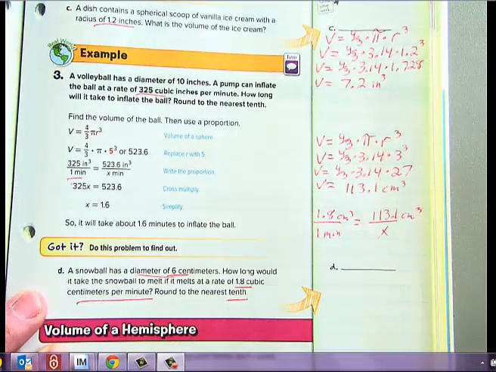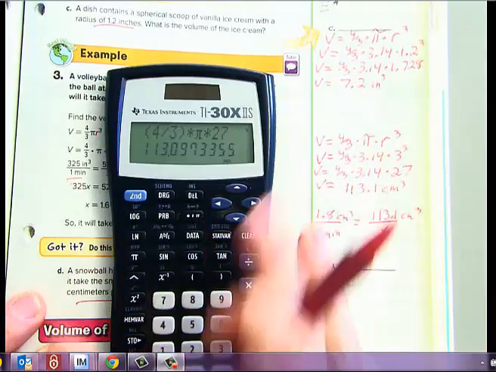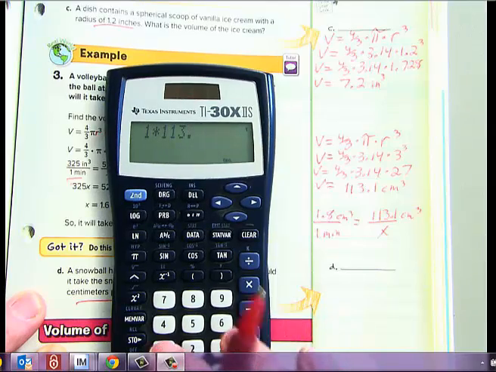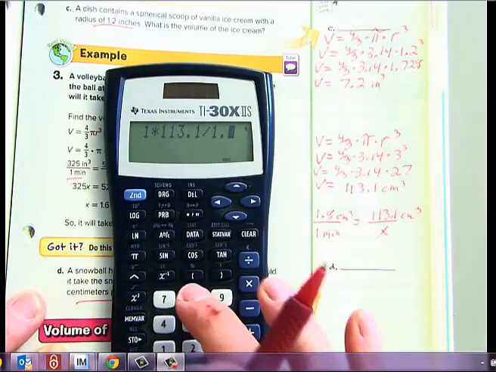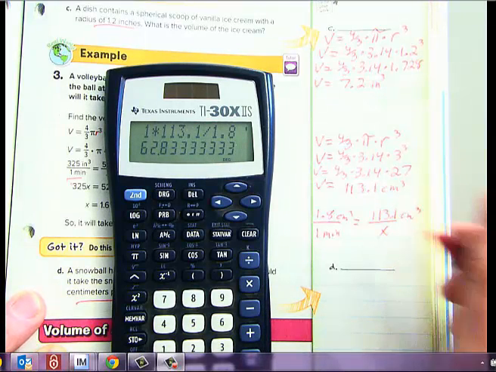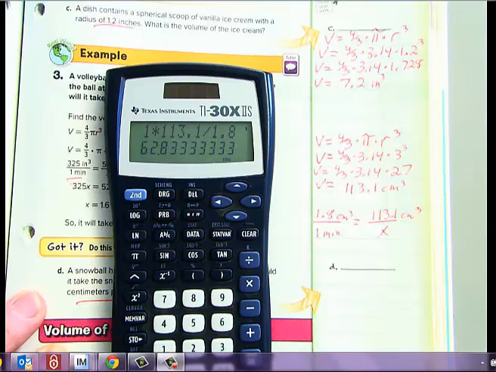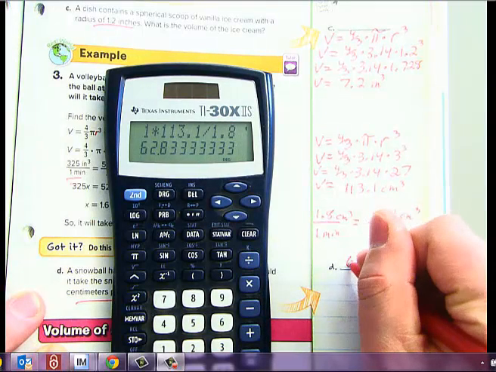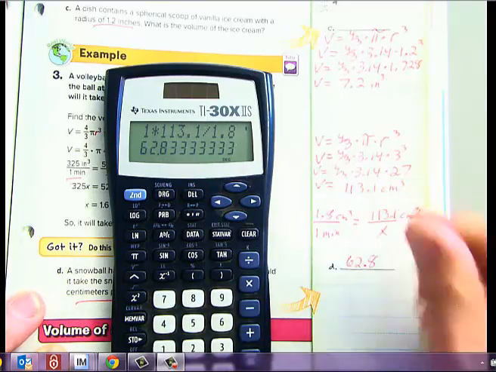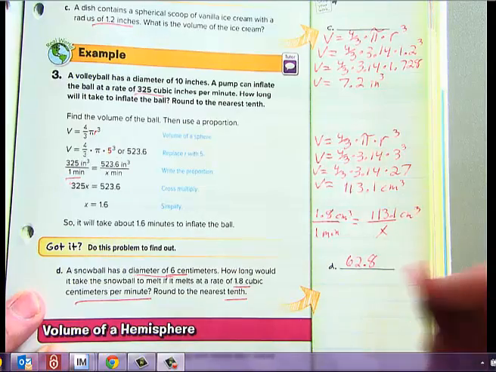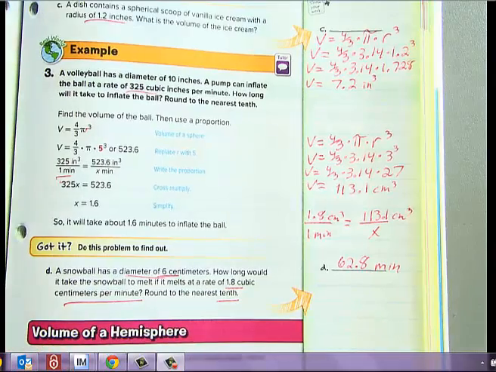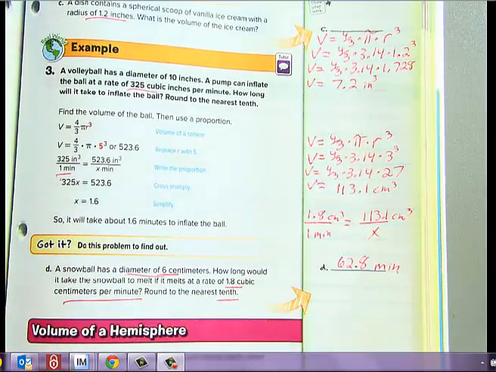So I cross multiply, divide by what's left. So I do 1 times 113.1 divided by 1.8. And I get an answer of 62.8. And I round to the nearest tenth. That 3 tells the 8 to stay the same. And what are my units? My unit there would be minutes. So it would take about 62 minutes, or 63 minutes, for that to melt. All right? So make sure if it's a proportion problem like that, you remember how to do that.